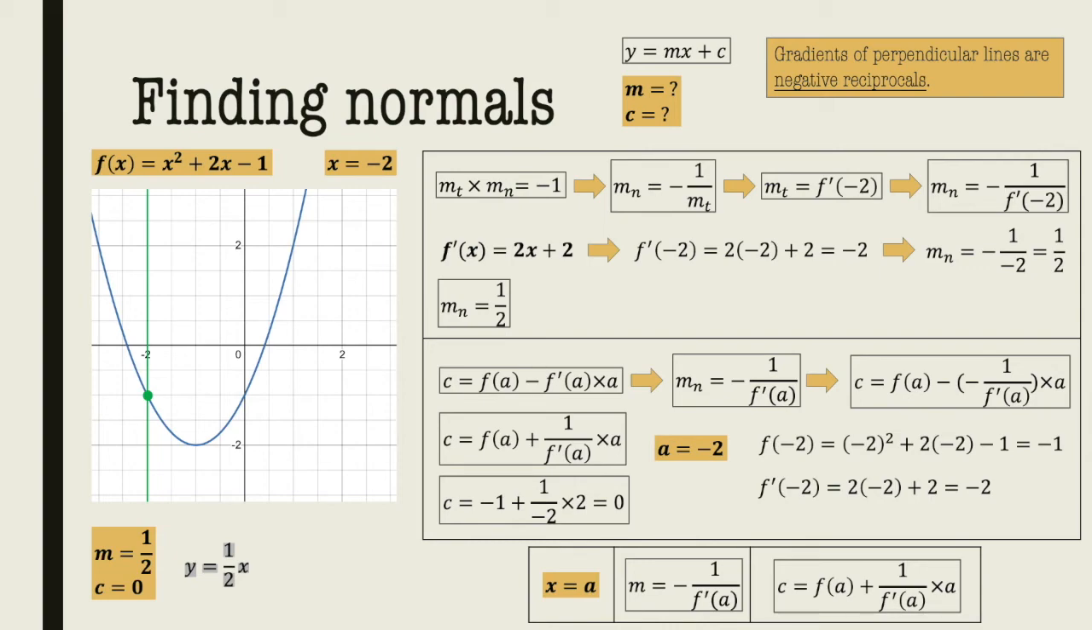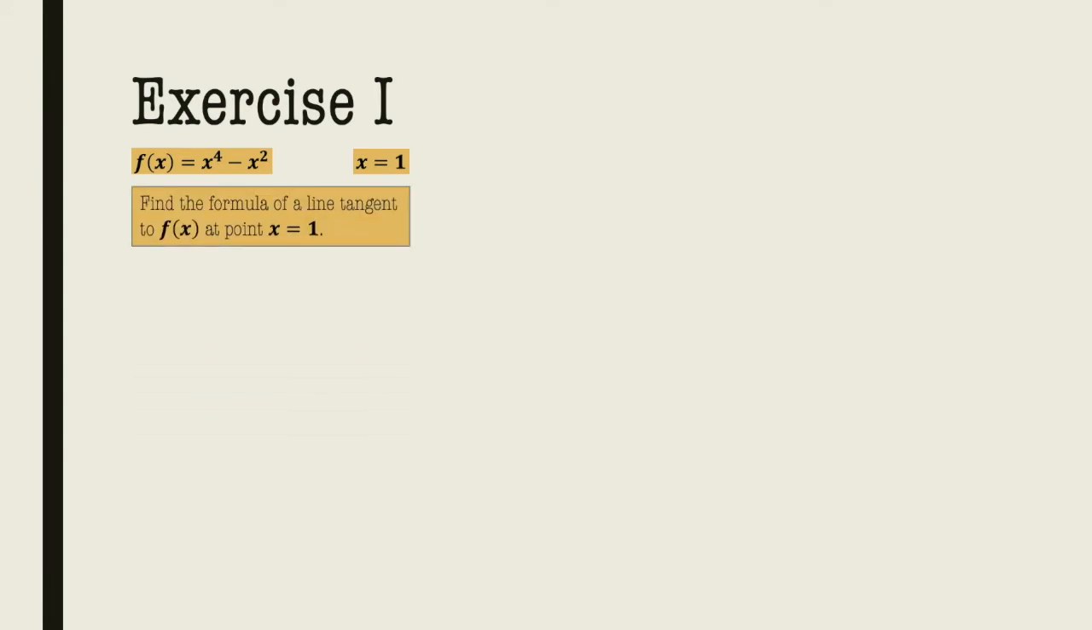y-intercept down below here. Now that I have finished explaining how to find the tangents and normals, it is time to test what you have learned with two exercises. To begin, you have the function f of x equals x to the power of 4 minus x to the power of 2. The task is to find the equation of a line tangent to it at point x equals 1. I urge you to pause the video now and solve it by yourself. Of course, if you need to, you may return to previous sections of the video to see how I solved such a problem.